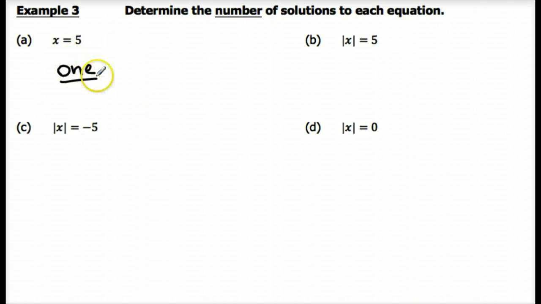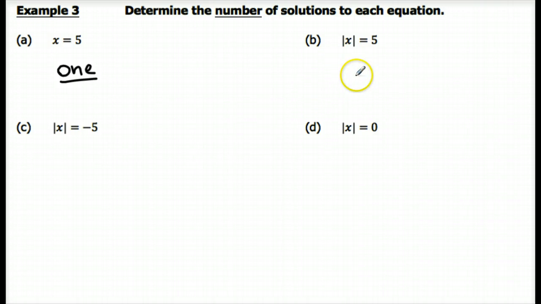Okay, so that's what I'm asking for each of these problems. How many answers do you get for x? In this case, we get one answer, x equals 5. If you look at part B here, you're not going to get just one answer. Okay, there are some equations that you get more than one answer for.